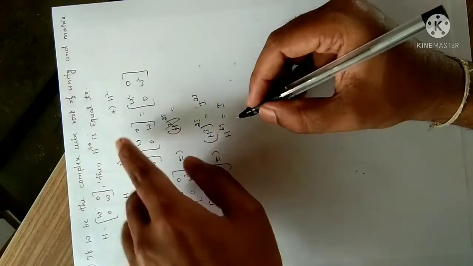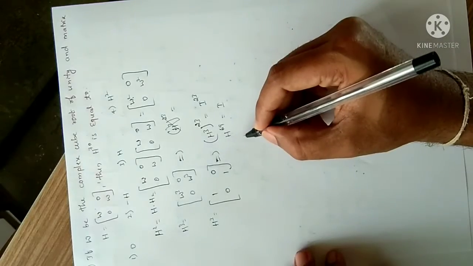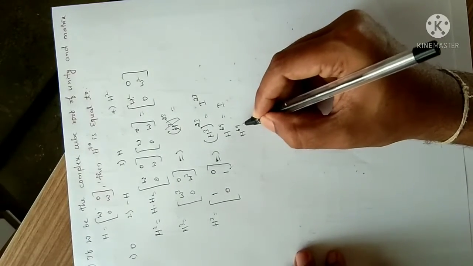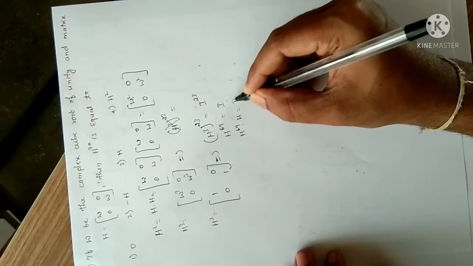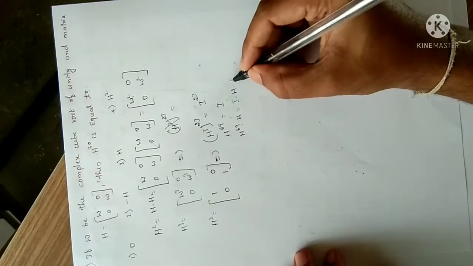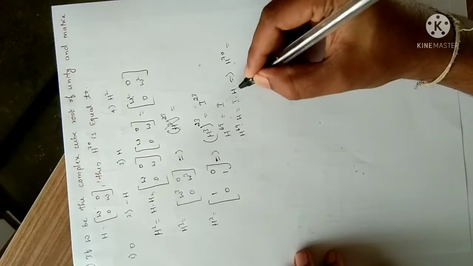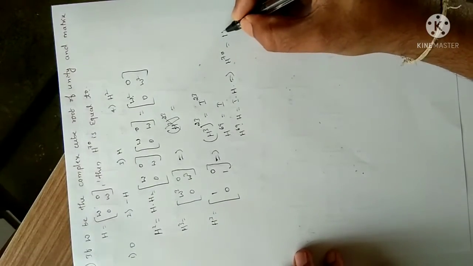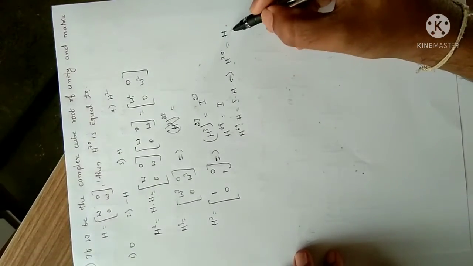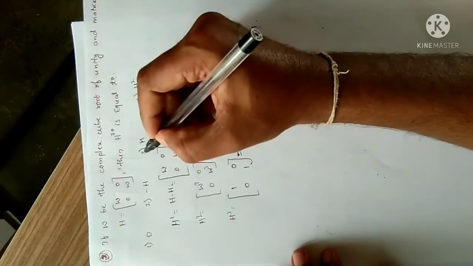Now I need H to the power of 70 here. That's why H to the power of 69 into H, that is I into H. Now it implies H to the power of 70 is equal to I into H, that is H. The H to the power of 70 value is H. Which option is that? The third one.